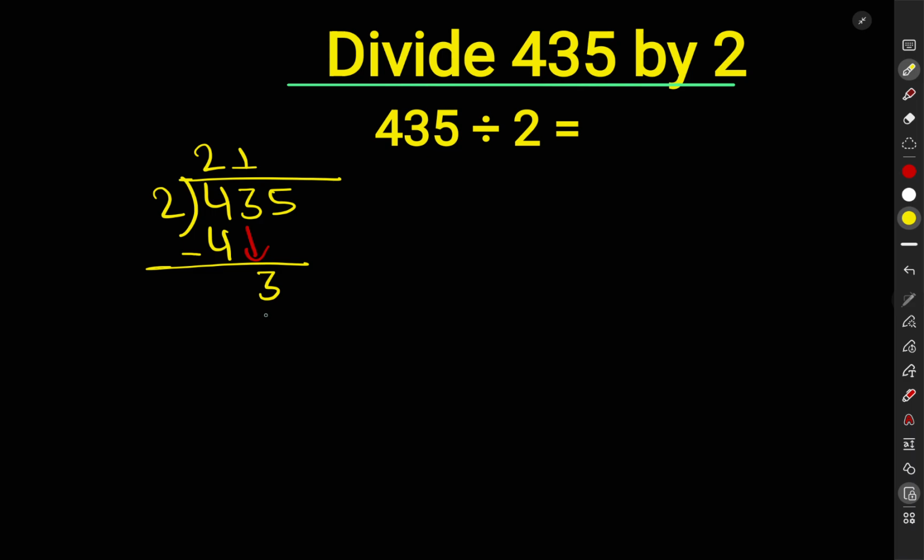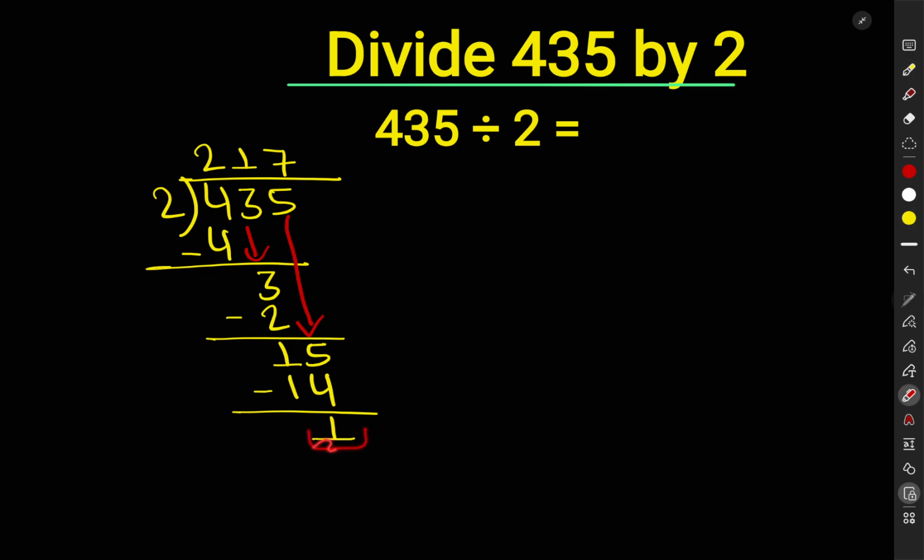2 times 1 is 2. On subtracting, it is 1. Again put down this 5 and it is 15. 2 times 7 is 14. On subtracting, it is 1.